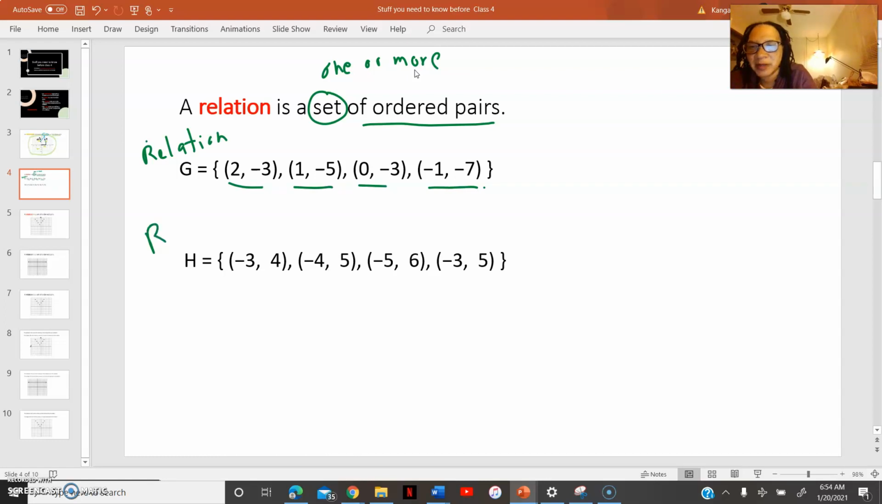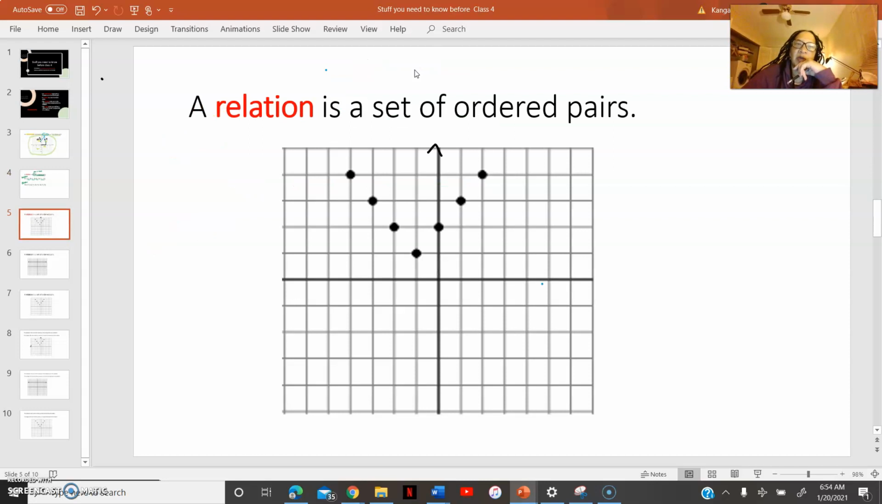And here's another example of a relation. How does it fit the definition? It's a set of ordered pairs, simply, because that's what ordered pairs look like. All right, relations have many different disguises, though. Let's see another type of relation that doesn't look like this, but it still fits the definition. This is also a relation.